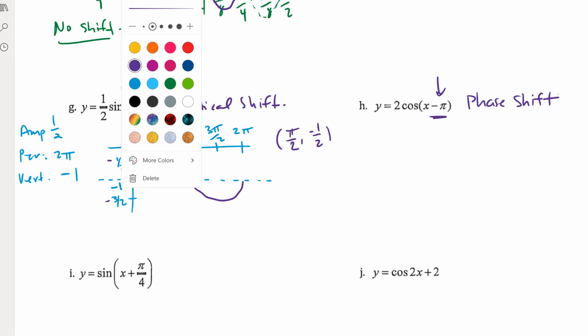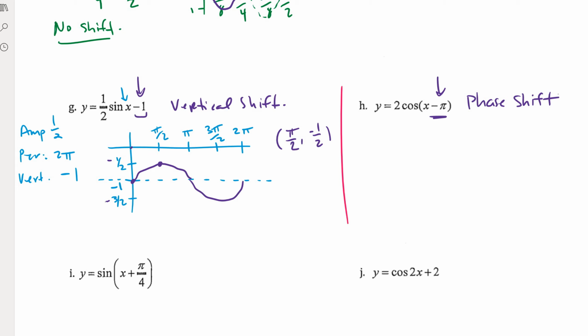Okay, last problem for the video. Switch colors again. So this one, now we have a phase shift. Let's go through everything. Amplitude, 2. Period. There's not a number in front of the x, so it's just a regular 2 pi. There's no vertical shift on this one, but we have a phase shift of plus pi. So that means we're going to go to the right pi.